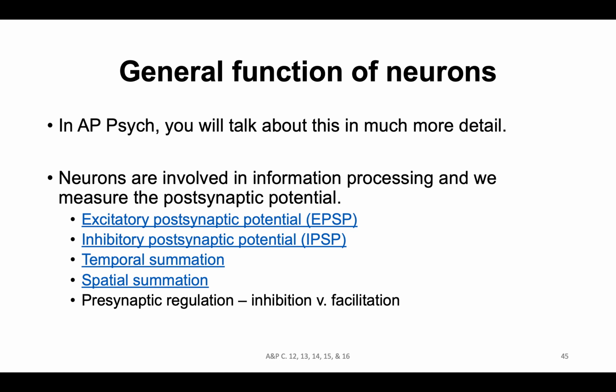And then the general function of neurons. If you've taken AP Psych, you talk about this in a lot more detail, but because of some vocab differences and some time constraints, we're not going to go a ton into this. There are different ways that we can measure our postsynaptic potential. That postsynaptic potential can be measured as excitatory: does it increase action potential, or inhibitory: does it stop it? Temporal: do many signals get sent over the same time? Or spatial: does it get spread out through neurons?